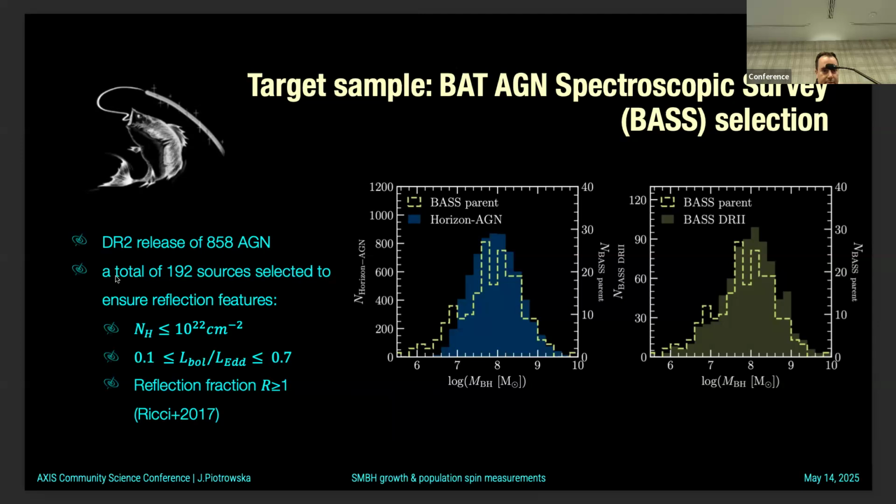Horizon AGN predictions. AGN, the simulation. The low redshift, right? The low redshift, showing here.